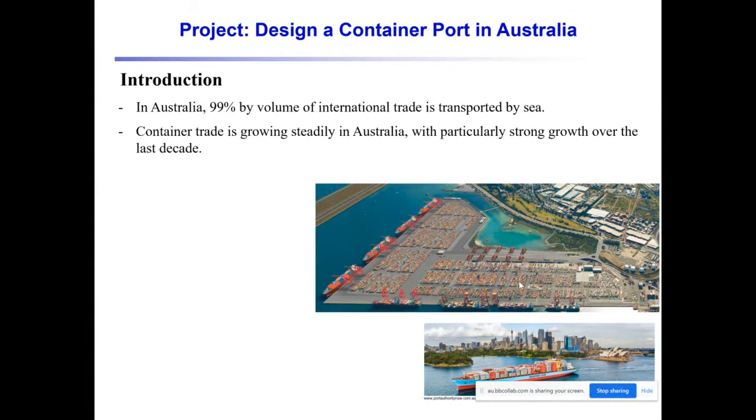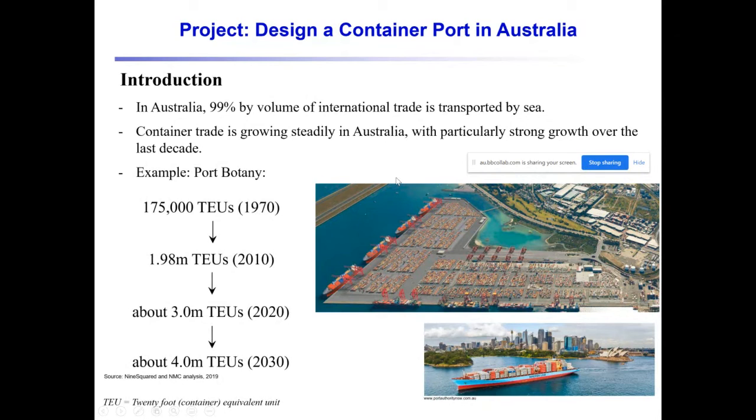Here you can see the Port Botany in Sydney. And if I want to give you an example about this Port Botany, this Port Botany actually started working in 1970. It was opened in 1970. And the container trade at that time was something around 175,000 TEUs. TEUs is the number of the container. It's actually an equivalent unit. A 20-foot length container is called TEU. So it was about 175,000 containers at that time.